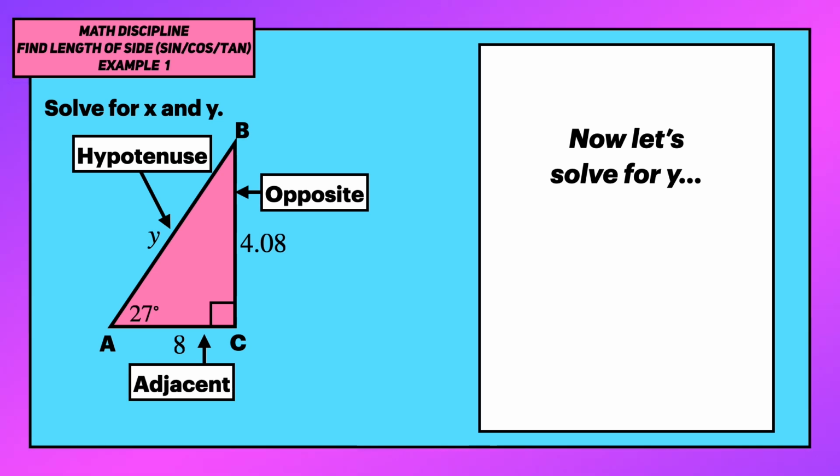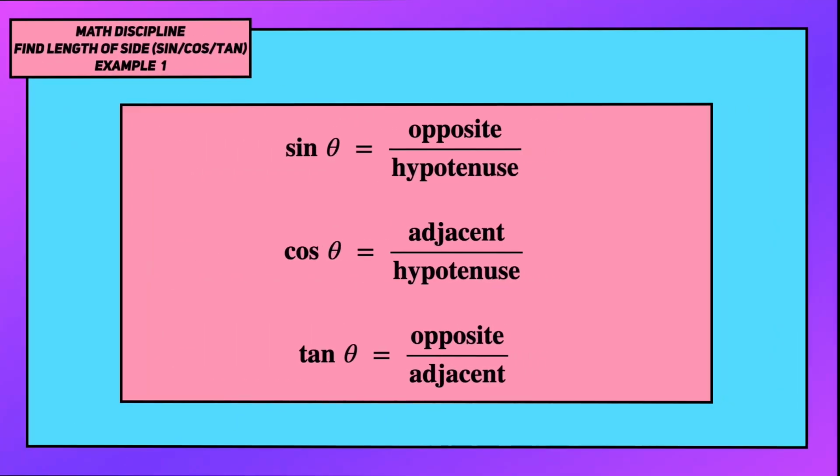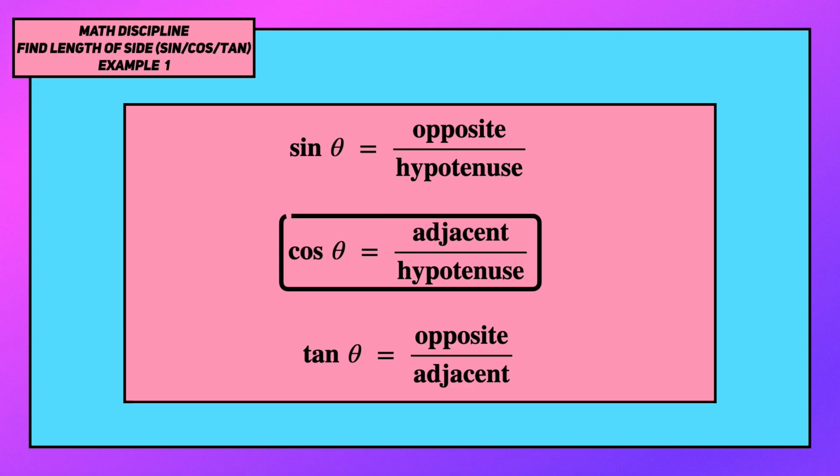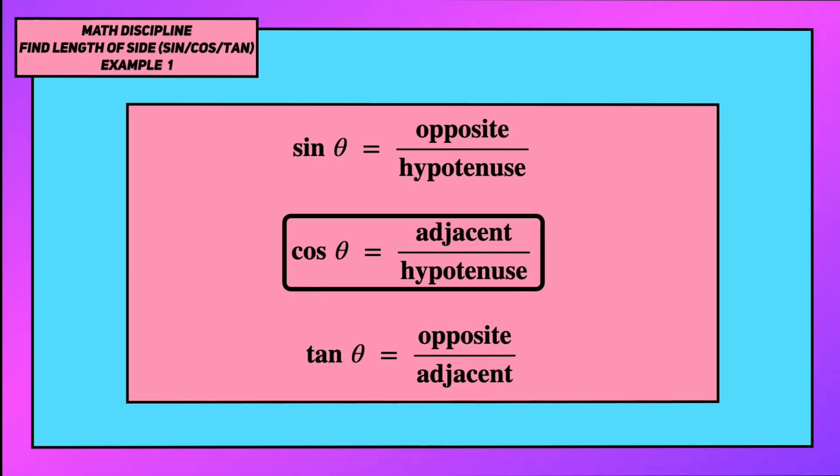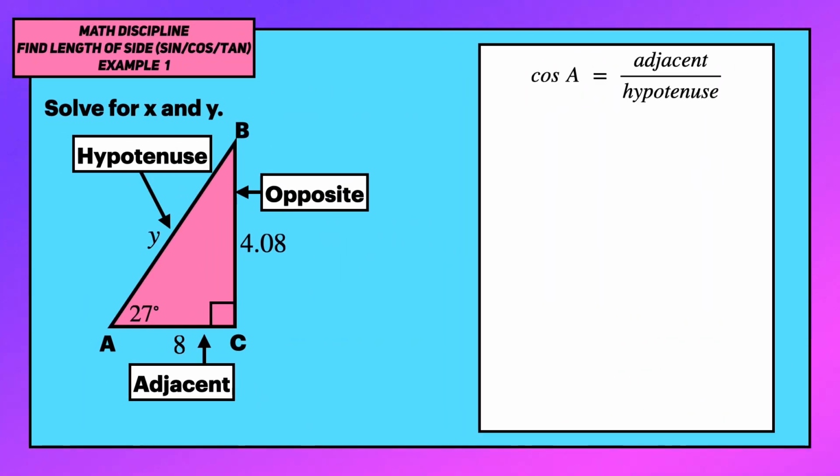So we're going to compare our hypotenuse side to our adjacent side. Looking at our trigonometric ratios, we can see that cosine is the ratio that compares the adjacent side to the hypotenuse side. So cosine of A equals the adjacent side divided by the hypotenuse side. Now let's substitute the measure of angle A, 27 degrees, for A, and the length of the adjacent side over the length of the hypotenuse side, so 8 over y. We have cosine of 27 degrees equals 8 over y.